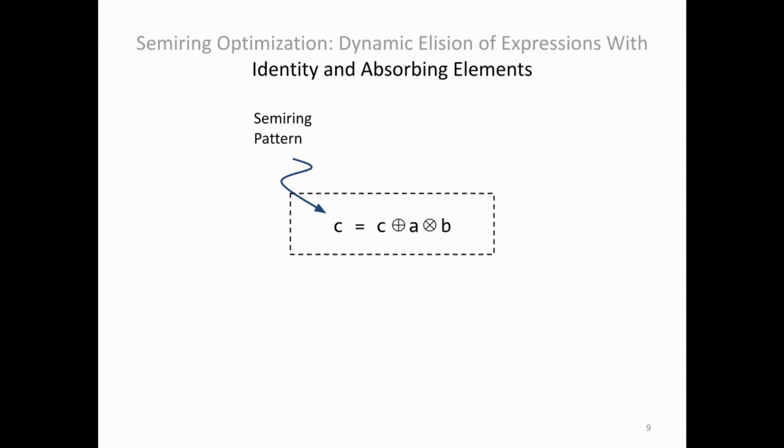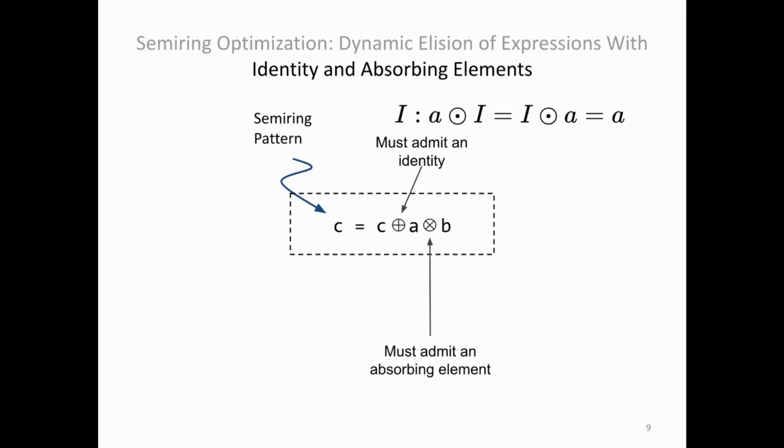And identity and absorbing elements: the first operation must admit an identity. The identity is an element that when combined with others has no effect. So for instance, the identity of the addition is 0. If you add anything with 0, you get the other element. And the second operation must admit an absorbing element. The absorbing element is an element that when combined with others, you get the absorbing element back. So for instance, if you multiply anything by 0, you get 0 back.